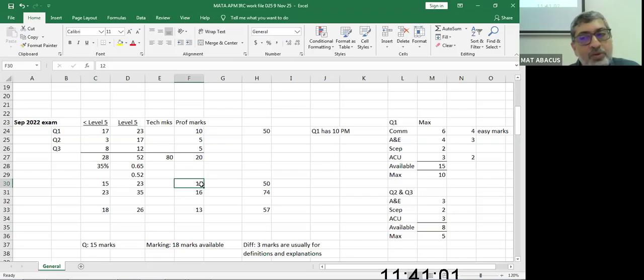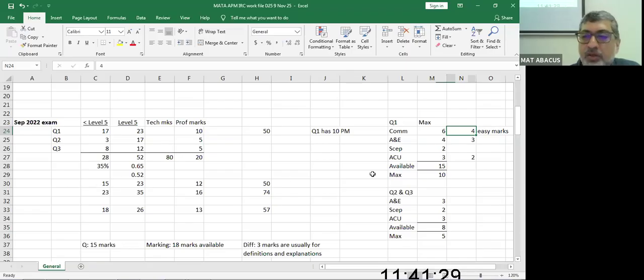But out of this 12, we know that 4 marks for communication are very easy. Question 1 had 6 marks communication, 4 marks A&E, 2 marks skepticism, and 3 marks acumen. So they actually had 15 available, but you can only score 10. So scoring the 4 marks for communication is quite easy. Yeah, straightforward.